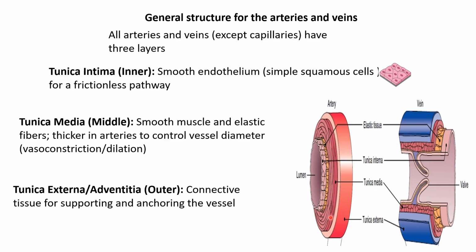Then we have the tunica externa or adventitia, the outermost cover. It has connective tissue for supporting and anchoring the vessel. This is the tunica externa for this artery. This is the tunica externa, and for this vein, this is the tunica externa here.